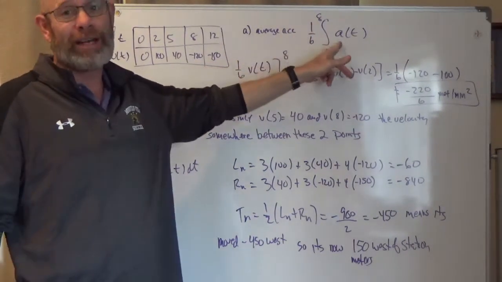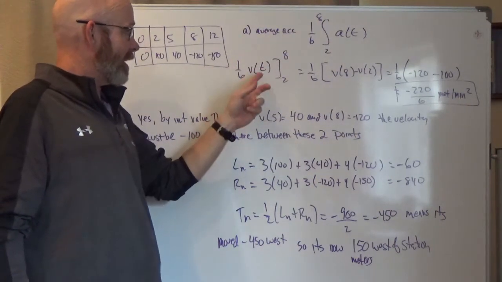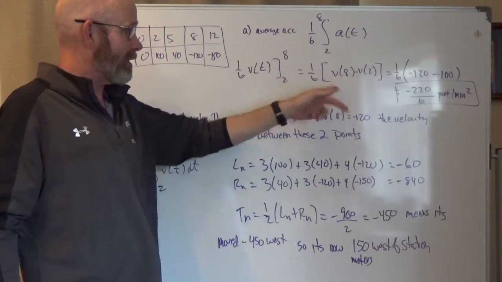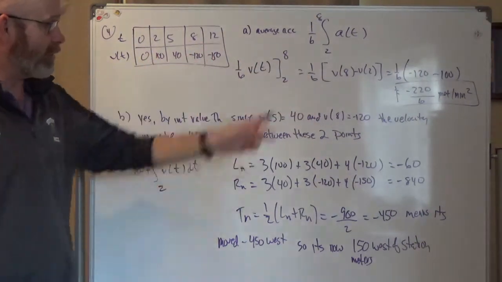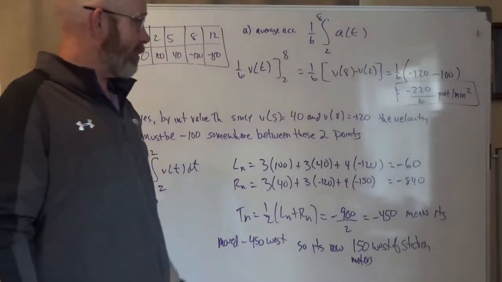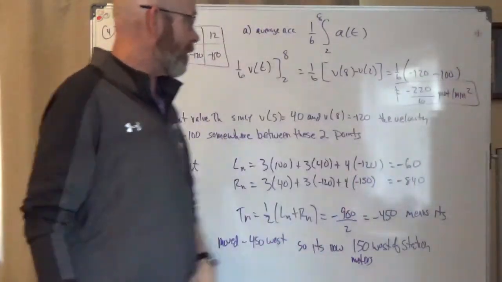But remember, if I integrate acceleration, I get velocity. So it's 1/6 times the velocity from 2 to 8. So it's 1/6 times the velocity at 8 minus the velocity at 2, which are those two numbers. And you can see the work the rest of the way. I probably should reduce that, but no big deal. And it's meters per minute squared. It's acceleration.